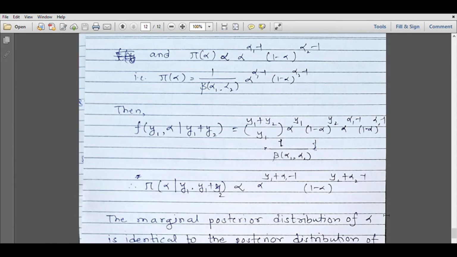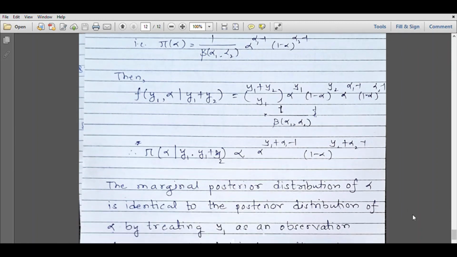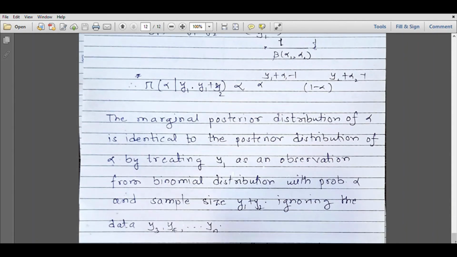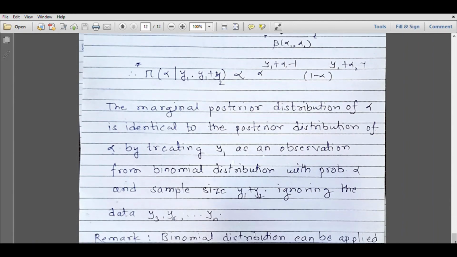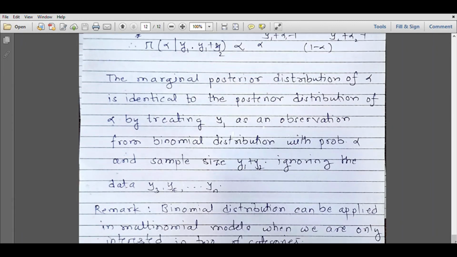So the marginal posterior distribution of alpha is identical to the posterior distribution of alpha obtained by treating y1 as an observation from a binomial distribution with probability alpha and sample size y1 plus y2, ignoring the data on y3, y4 and so on. Thus the binomial distribution can be applied in multinomial models when we are only interested in two of the categories.